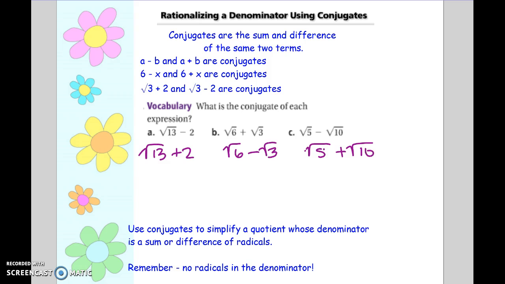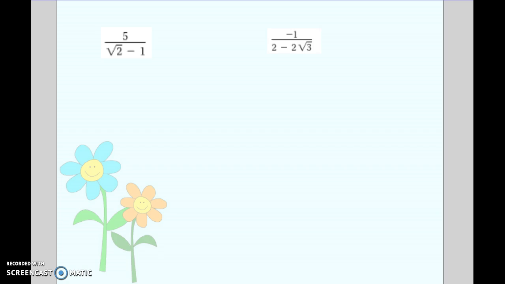So let's look at an actual problem. Because this one has a binomial on the bottom, we have to use the conjugate to get rid of it. So we're going to multiply by the conjugate, which is the square root of 2 plus 1. Same exact thing, but with a plus instead of a minus. Same thing on the top. We have to do both top and bottom. Now why do we do this? Because this creates a difference of squares on the bottom. And that way it'll eliminate my radicals on the bottom.